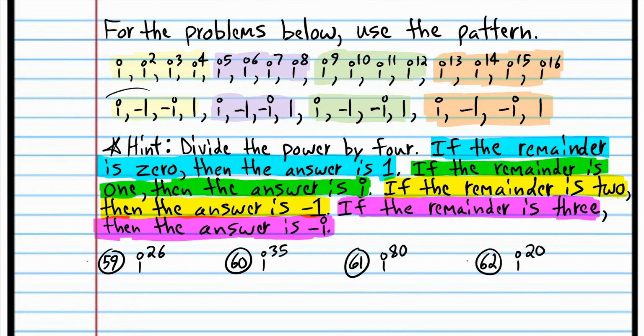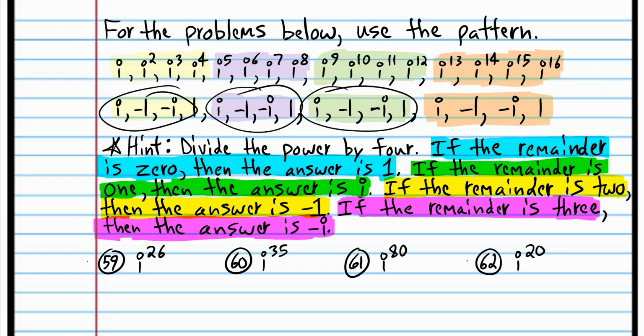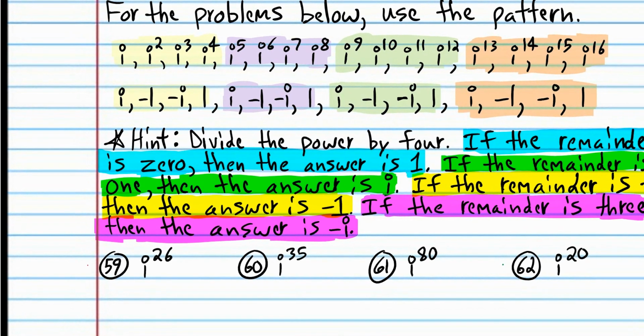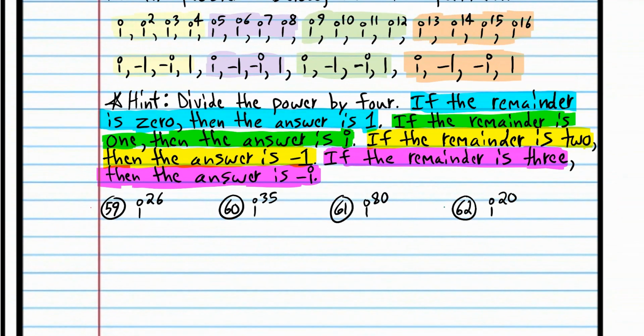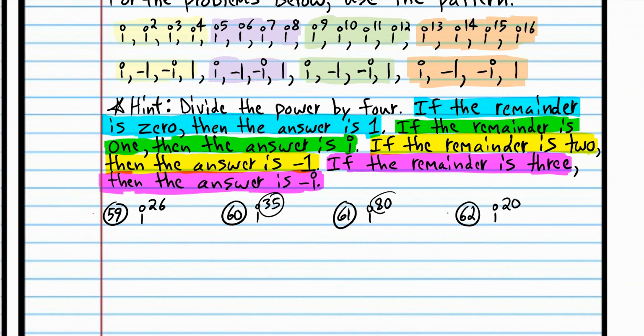But notice that there's a pattern. You have i, negative 1, negative i, 1. Then you have another pattern, i, negative 1, negative i, 1. It's all the same expression in each one of these groupings of 4. So again, it doesn't matter what power you raise the imaginary unit to, you're going to get one of these 4 numbers, either i, negative 1, negative i, or 1. So that means that because there's this pattern, it's going to be fairly easy to find what these expressions reduce to, even though the powers are really high.